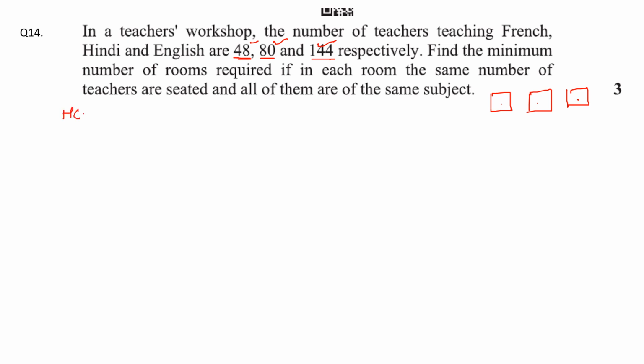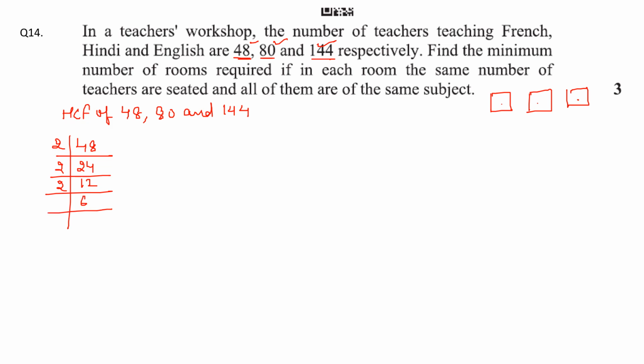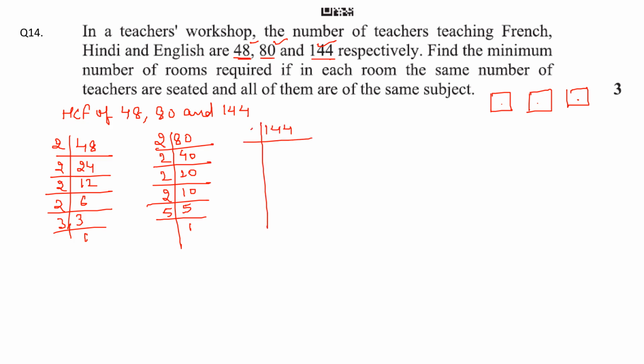So let's find the HCF of 48, 80 and 144. For the factorization of 48, you will start with 2 tables. So 2 times 24, then 2 times 12, 2 times 6, 2 times 3 and then 3 times 1. Next is 80. Factorization of 80, again start with 2: 2 times 40, 2 times 20, 2 times 10, 2 times 5 and 5 times 1. Next 144. It will be 2 times 72, 2 times 36, 2 times 18, 2 times 9, 3 times 3 and then again 3 times 1.